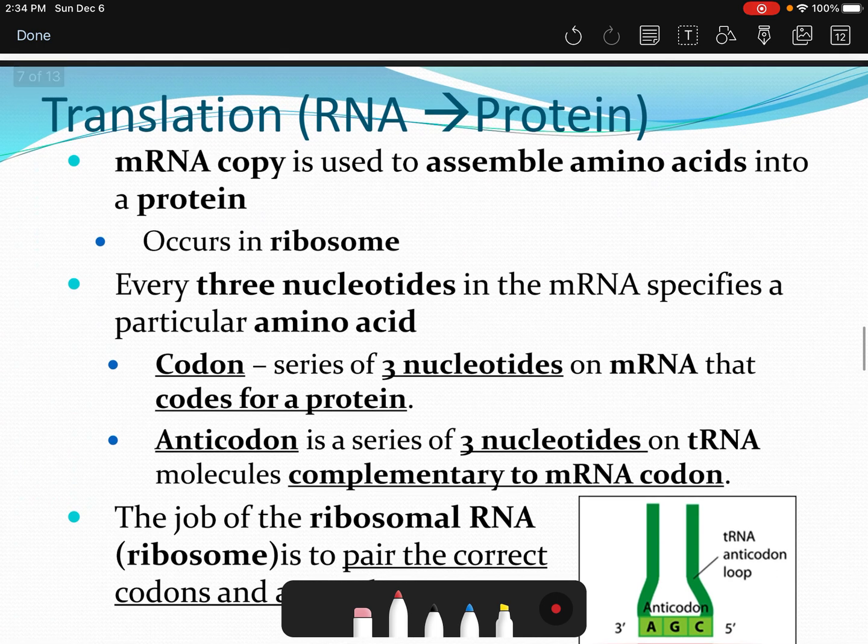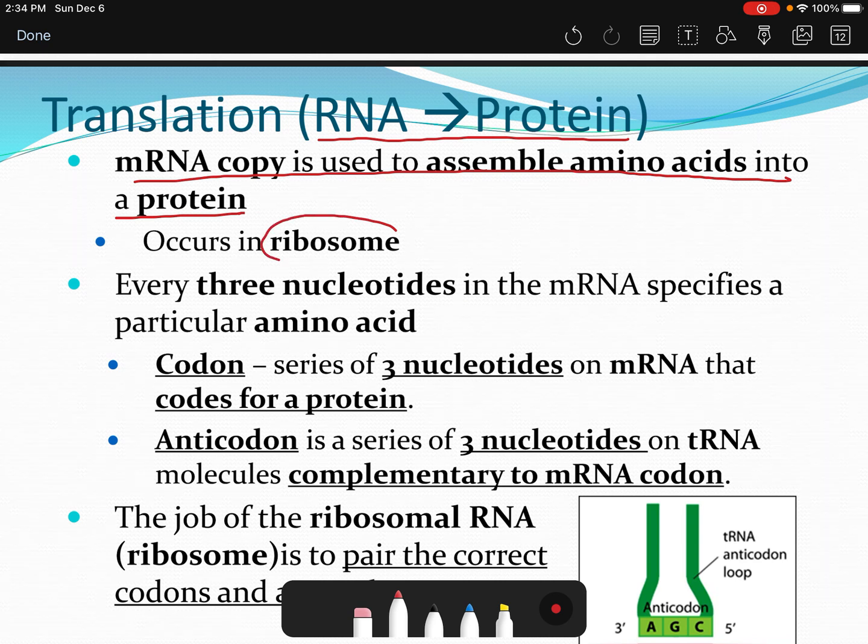So the actual process of translation, the visual you should look at here is that RNA is going to a protein, meaning messenger RNA copy is used to assemble amino acids into a protein. That's what translation is. We're using now that copied message on the messenger RNA to put together amino acids, which are the subunits of protein, to make that protein. This occurs in the ribosome. That's where proteins are made, remember?